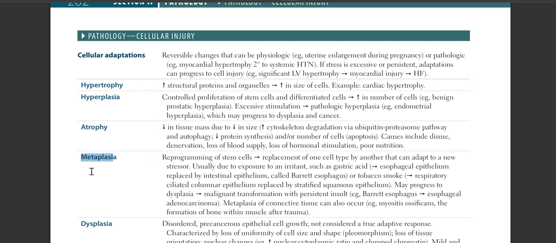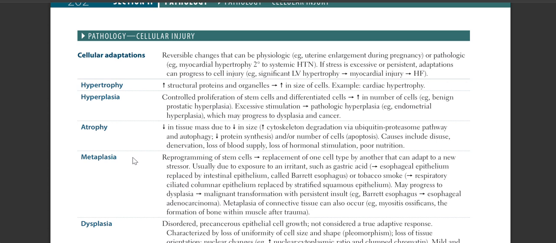Then metaplasia, meta means change, and plasia means again number. So change in the number, which essentially means that there is a change in cell type. Finally, dysplasia. Now, dys means something dysfunctional, and plasia means again number. So it's an abnormal group of cells. So that's how you can remember the name, and it's pretty easy, right? Based on the name, you can figure out what it means.